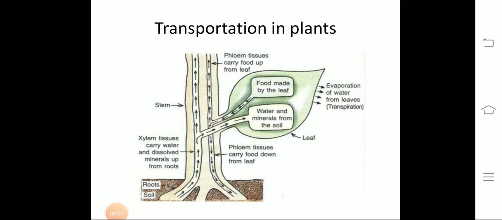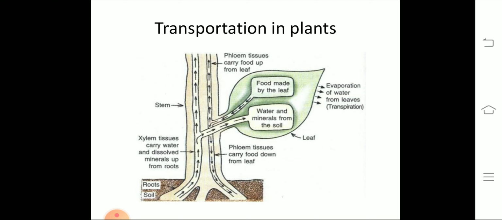So children, next we'll study transportation in plants. We already know how plants take simple compounds like carbon dioxide and photosynthesize, with energy stored in the chlorophyll. All of this happens in the leaves of the plant.